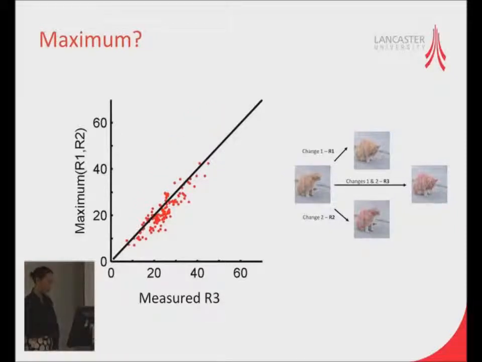The second model I looked at was the maximum rule. So what if you took the largest of R1 and R2? In this case, you see, although the dots are closer to the line, they tend to be a bit under. So by taking the maximum, you tend to underestimate the actual values of R3. Okay.